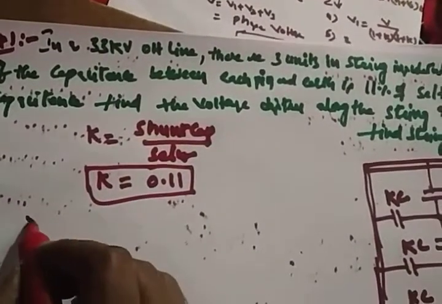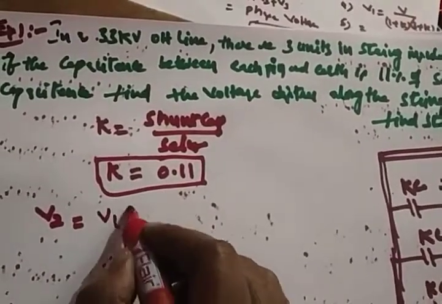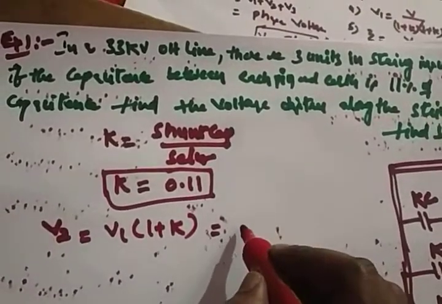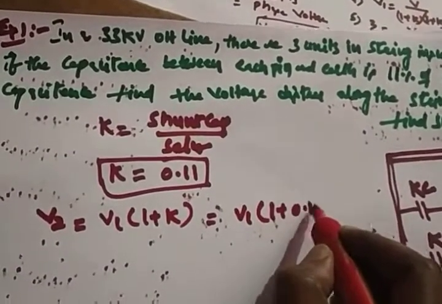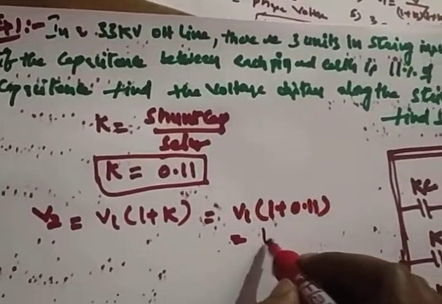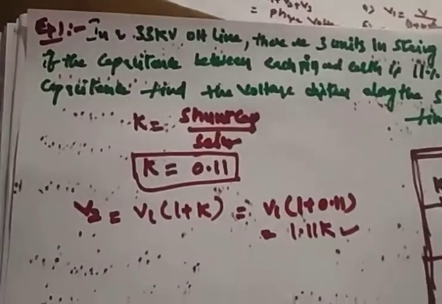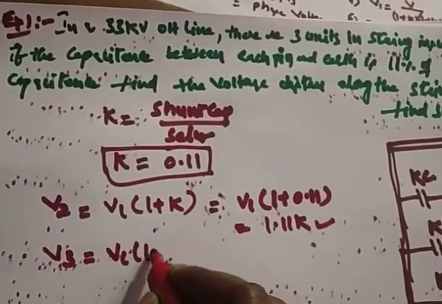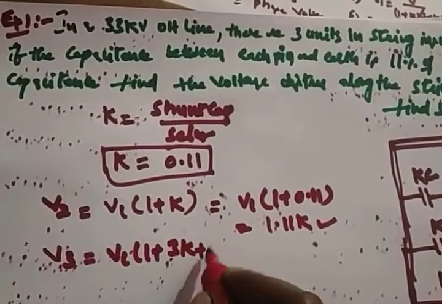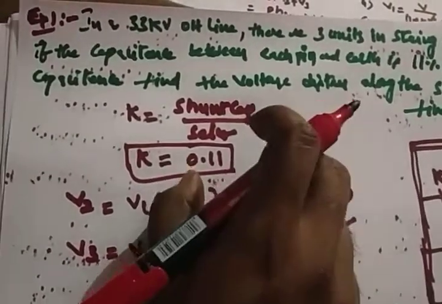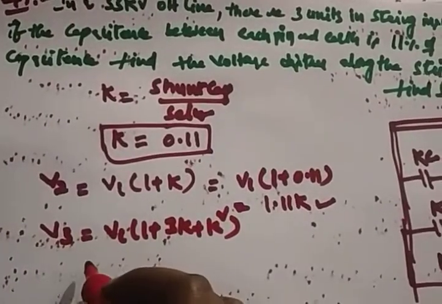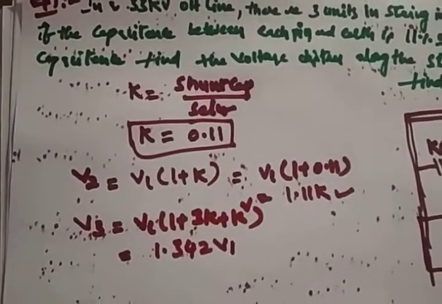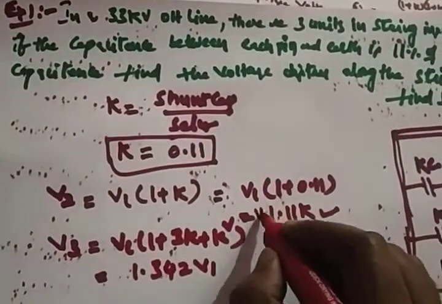Now what is the formula for V2? V2 is equal to V1 into 1 plus K. You know the formulas, so substitute it. So what is V2? V1 into 1 plus 0.11, so that means 1.11 V1. So you got V2. So what is the formula for V3? V3 is equal to V1 into 1 plus 3K plus K square. If you substitute the K value 0.11 here, you will get 1.342 V1.